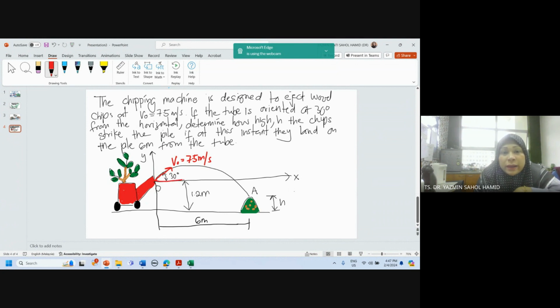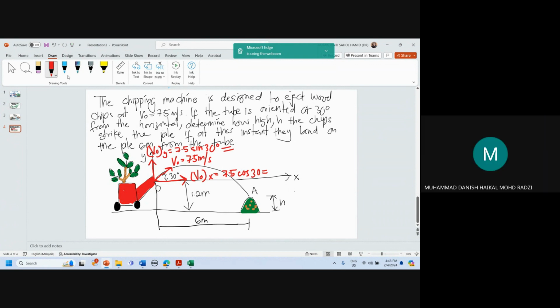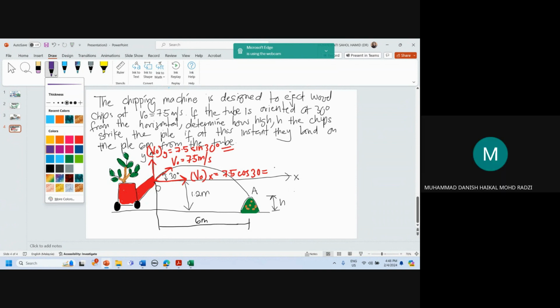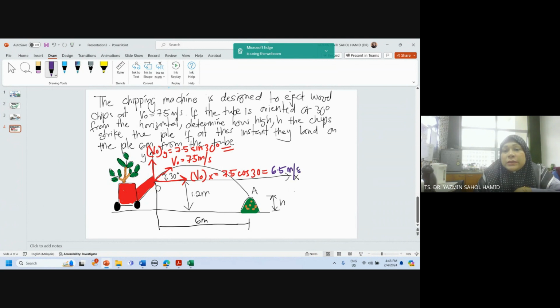And of course, you need to resolve this part. As I mentioned, because this is using the rectangular coordinate system, for horizontal will be V naught x. And this will be equals to what? 7.5, what? Cos or sine? Cos. Cos, what angle? 30. Okay, so for the V naught y will be sine, of course. Sine 30. So you can get that value already. Can you calculate that value for me? For V naught x, what is it? 6.5. Yes, 6.5 meters per second. Okay, how about for the V naught y?